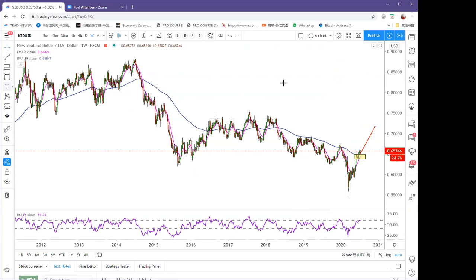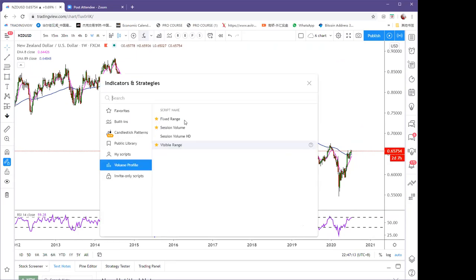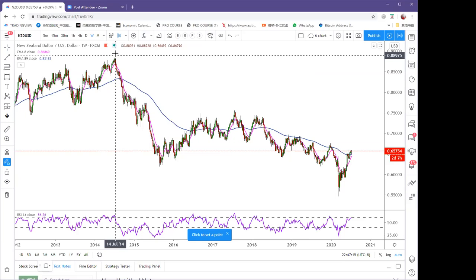I'm going to use this tool, the volume profile, to find where most of the volume was exchanged in the past weeks. Let me click the volume profile fixed range. I'm going to measure from here to here. Where is the average volume? You can see here the control price is about 0.72.